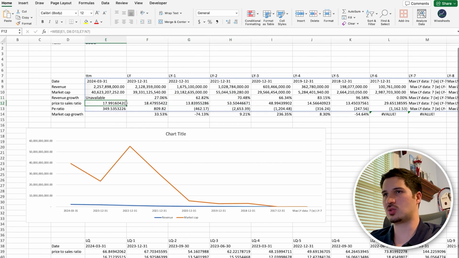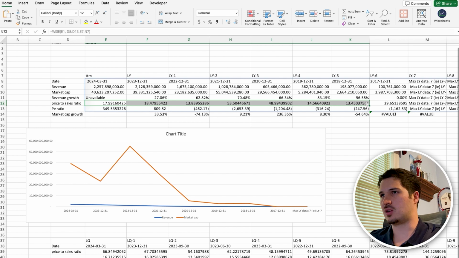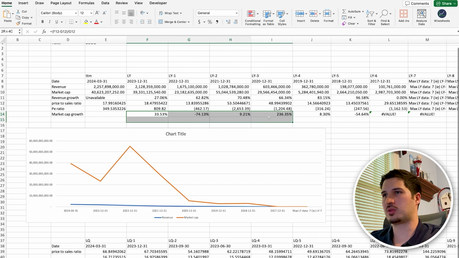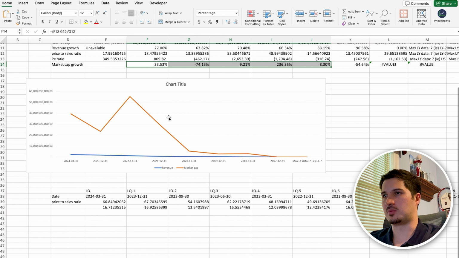Price to sales ratio, we already looked into this, but we can see how it's fluctuated over time. So it looks like the lowest price to sales ratio here was 14.5. Interesting. P ratio, very extremely high. Market cap growth, so it looks like the company has for the most part increased in market cap, and you can see the projection here.